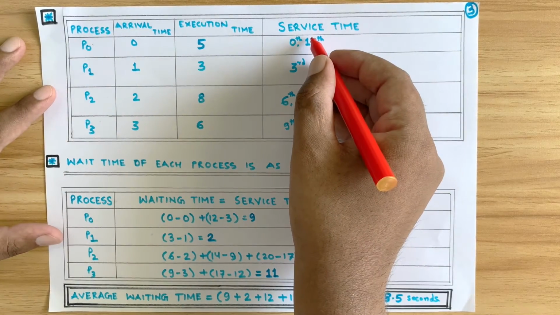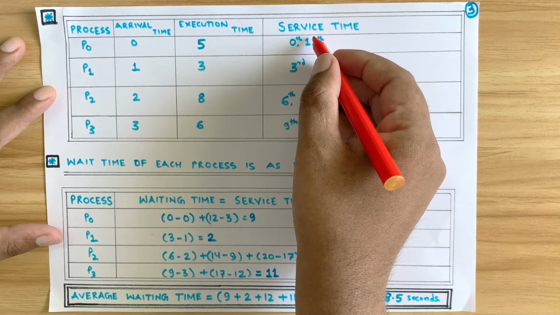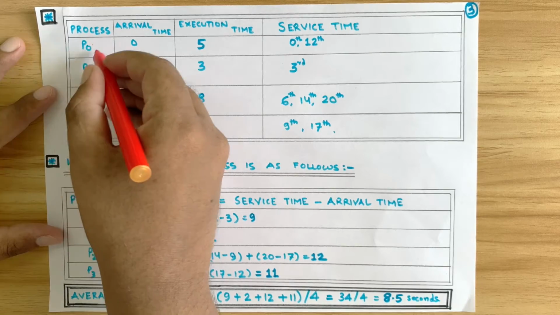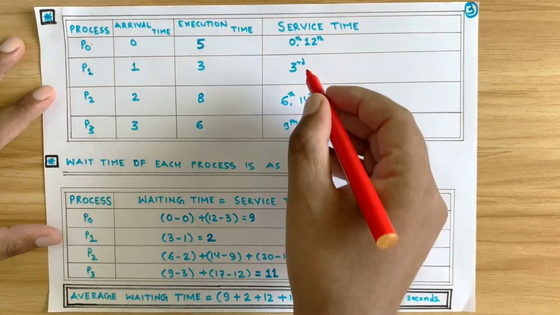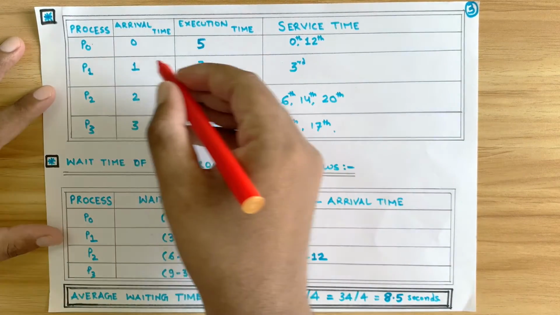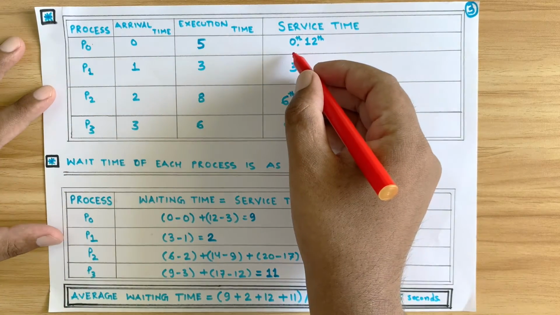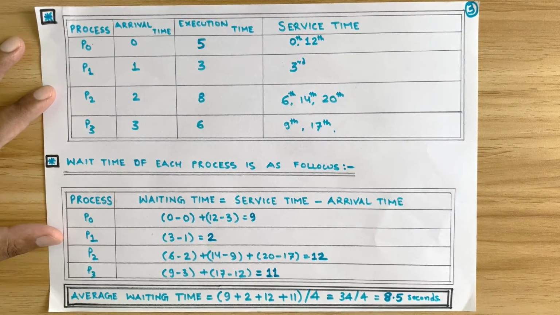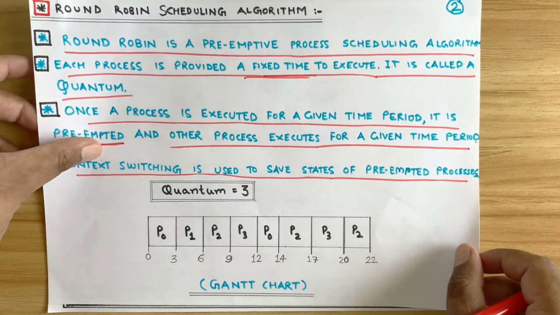Now what is service time? Service time is the time at which service is provided to the process. It is the time at which the processor is assigned to the process for execution. Here the service times are multiple, since preemption is done to this process, hence it has different service times. Now I will explain the Gantt chart and it will become more clear.